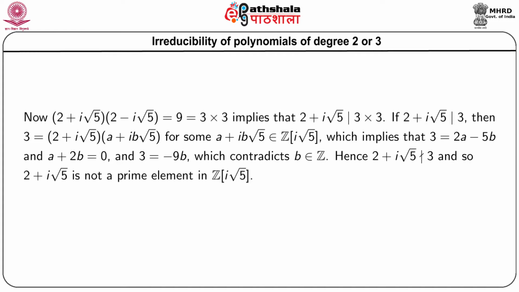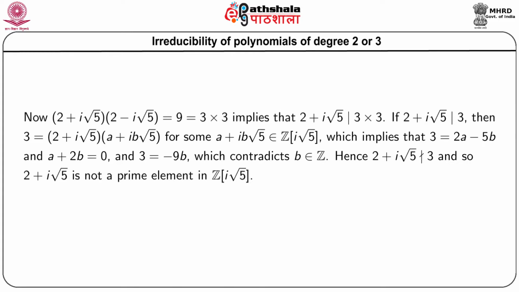For this, note that (2 + i√5)(2 − i√5) is equal to 9, which can be decomposed as 3 times 3, and hence 2 + i√5 divides 3 times 3. But we see that 2 + i√5 cannot divide 3.